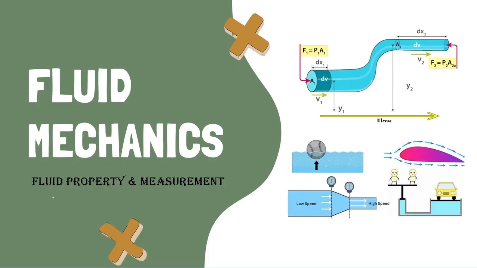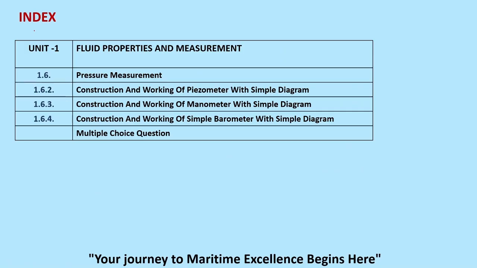So today we will study the continuation of Unit 1 in fluid mechanics, fluid property and its measurement. Today our index is 1.6. Today we will study pressure measurement, and then we will see the construction and working of the piezometer with simple diagrams. Next we will see the construction and working of the manometer with simple diagrams. And in the last, the construction and working of the simple barometer with a simple diagram. And we will solve some MCQs related to this and the MCQs that can come in your semester exam.